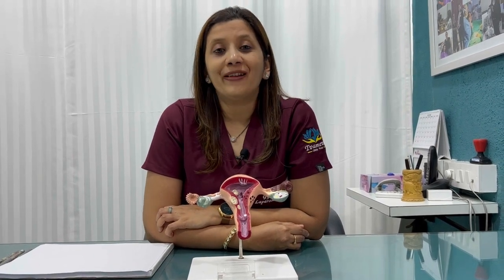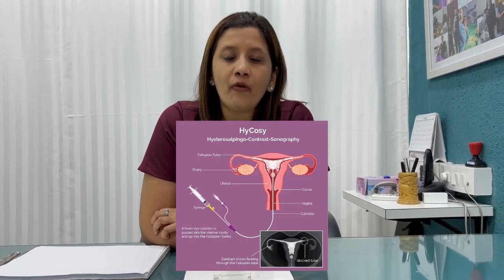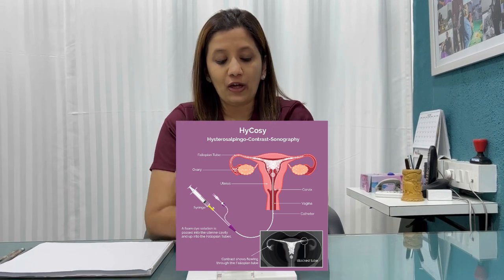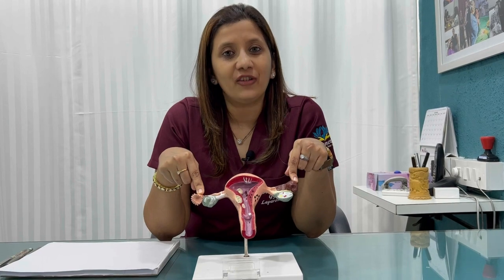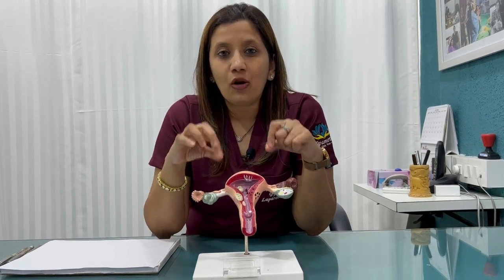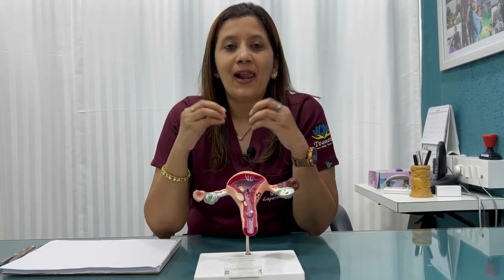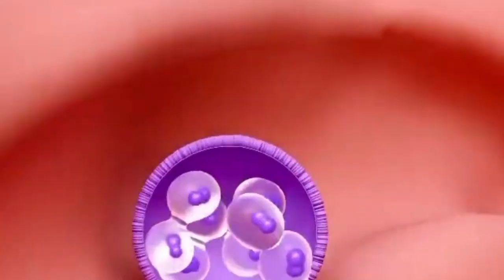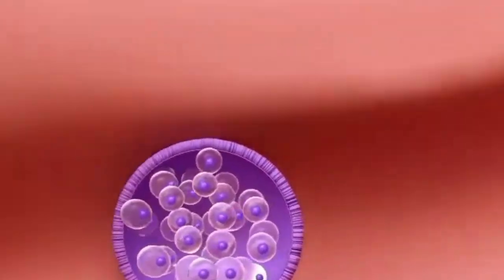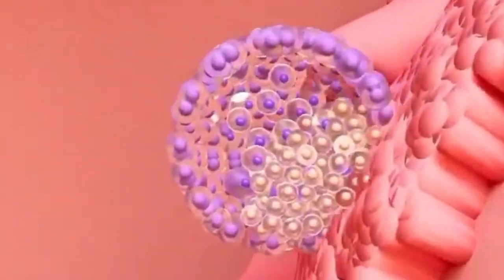So today we are going to discuss how to assess the functionality of the fallopian tubes. Now, fallopian tubes are two structures which are present on either side of the uterus. The function of the fallopian tube is to allow the sperm and the egg to meet so that an embryo is formed, and this embryo is then transplanted into the uterine cavity.